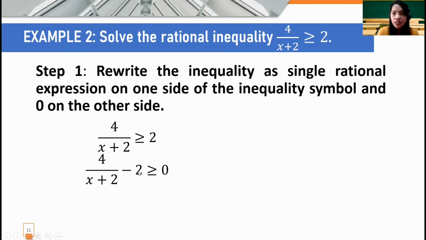But then, how to get the critical number kung meron ka pang whole number na 2 sa katabi nitong first term? Dapat maging isang term lang yung nasa left side ng inequality. So, all we have to do is to get the least common denominator or the LCD. Since na ang denominator ng first term ay x plus 2 at ang denominator naman ng 2 ay positive 1, so obviously ang gagamitin natin na LCD or denominator ay x plus 2.